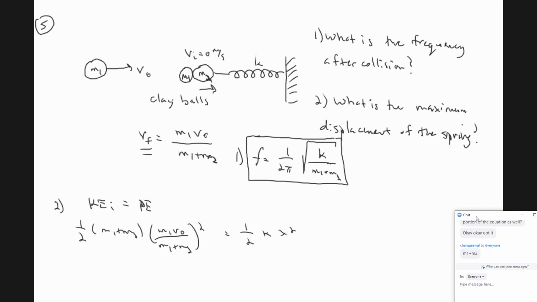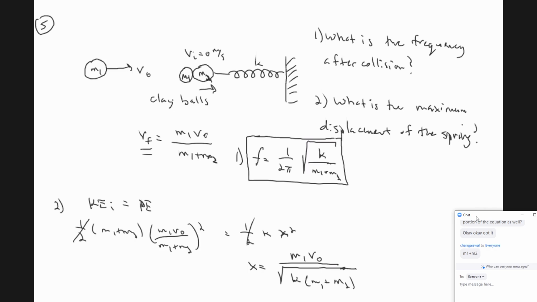So we want to find what x is, right? The maximum x. So we're going to cancel out the 1/2, divide by k on both sides, and then square root it, right? So x is simply m1 v naught all over the square root of k times m1 plus m2 in your system.